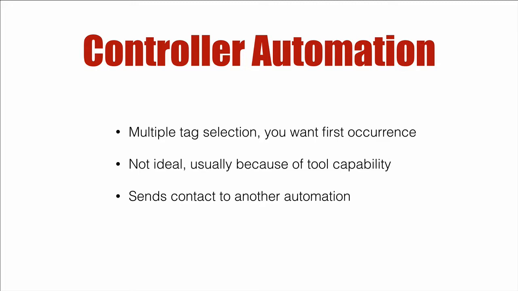This really isn't ideal, and the reason it happens usually is because of some kind of tool capability or limitation. In other words, you might not be able to add somebody to ActiveCampaign into an automation. Maybe you can only add a tag. And then what this controller will do is send a contact to another automation. So let's dive right in.